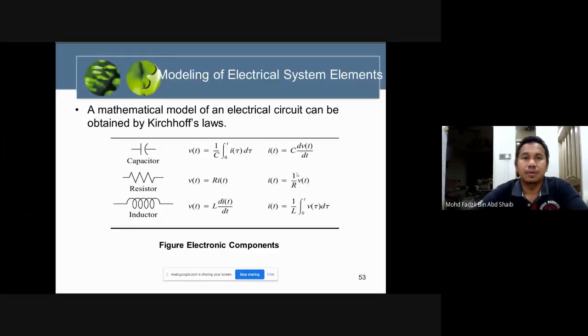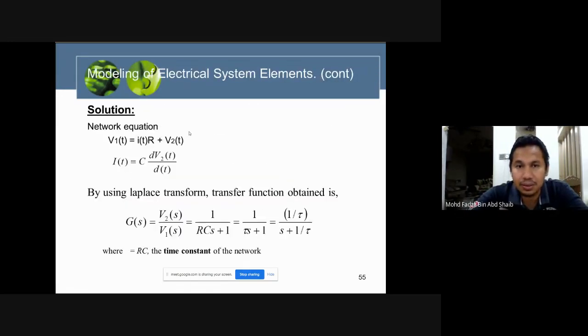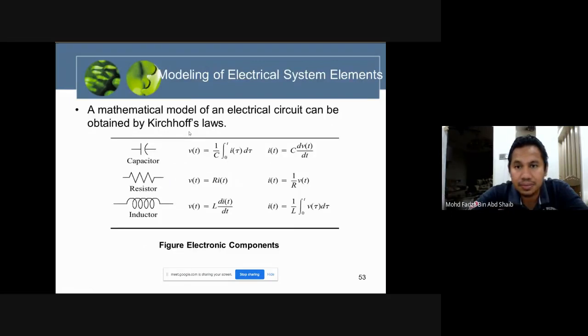For the electrical part, we are used to seeing the capacitor, resistor, inductor, right? But normally we use them in the T domain. Now everything we change to the S domain. This is the capacitor, resistor, and inductor.